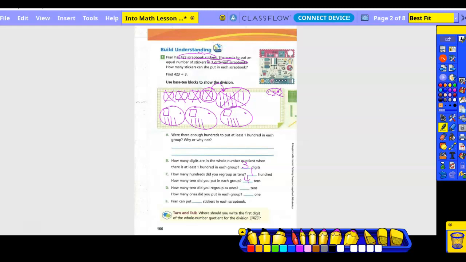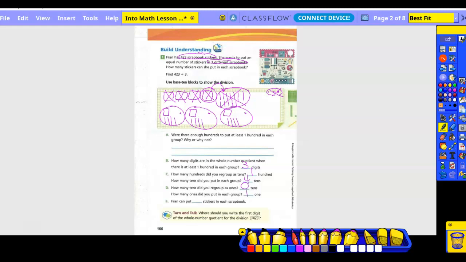How many tens did you regroup as ones? Do we have any tens left? No. So we didn't have to do what? We didn't have to regroup any, right? Okay. And then we already did the ones, right? And how many did we put in each circle?